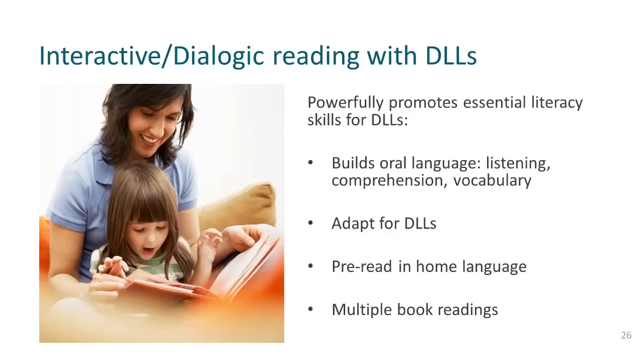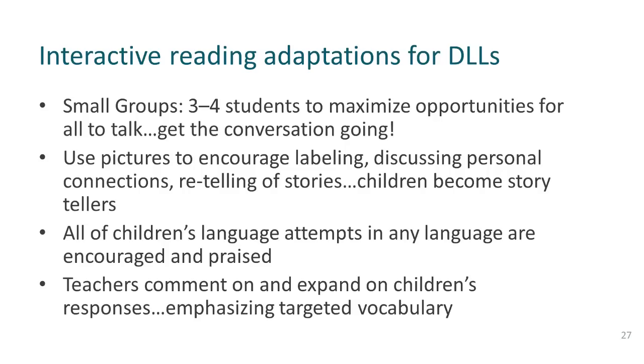There are some adaptations for dual language learners that I'll mention in a minute, one of which is to pre-read in the home language so that somebody can go through the book with that child in the home language so the child will learn the main characters, the main vocabulary, the narrative of the story in the language they understand, and they can apply that then to that story in English and reread that book multiple times. So what are some of the adaptations that we might implement for dual language learners?